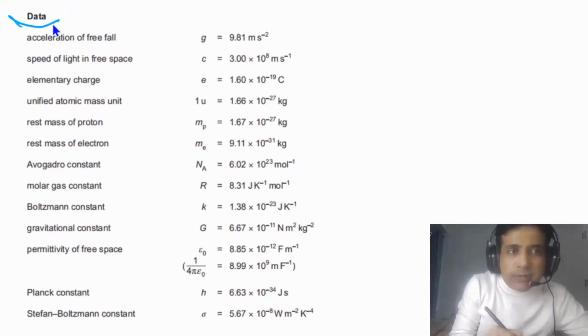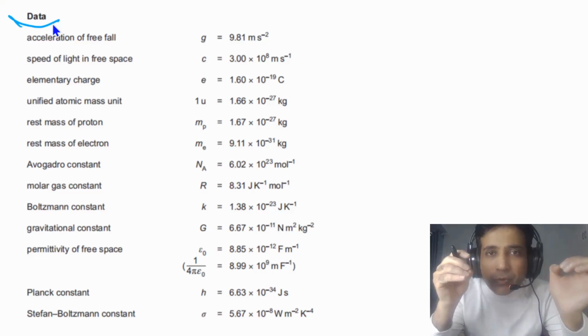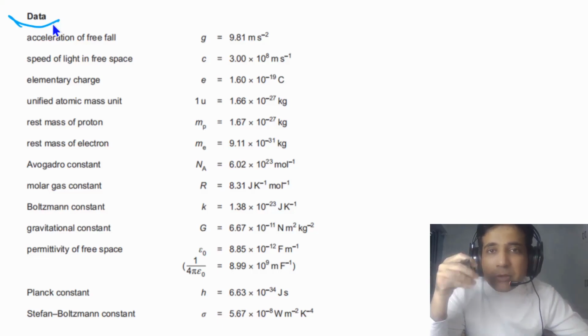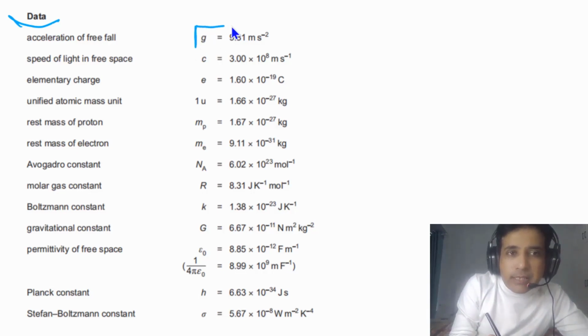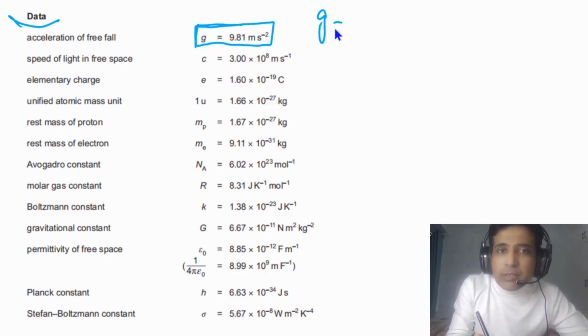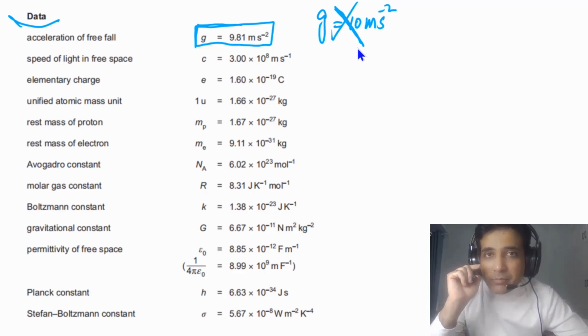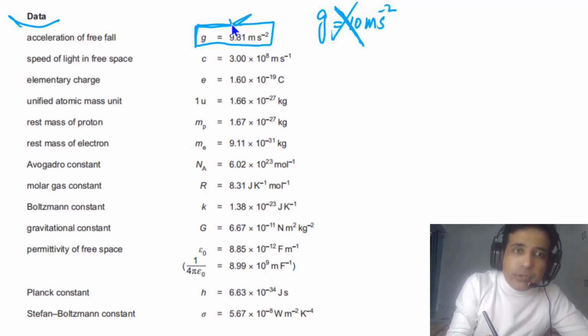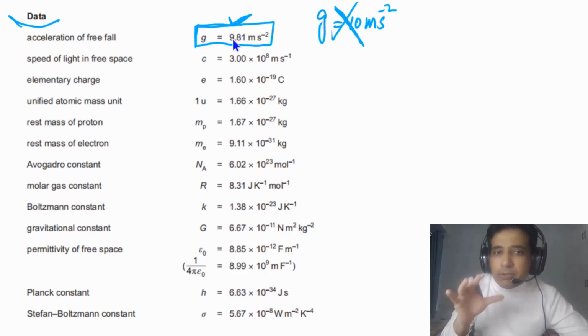On the second page of the exam paper, data is given to you, meaning values of some constants are given to you. If you need the value of any constant for some calculations in your exam, you can come to the second page of the exam paper and find the values of constants. Also you need to understand that at AS level, you have to use g equal to 9.81 meters per second squared. You cannot use g equal to 10 meters per second squared. You will lose marks if you use g equal to 10 meters per second squared. So at AS level, you have to use g equal to 9.81. You have to be very clear about this point.